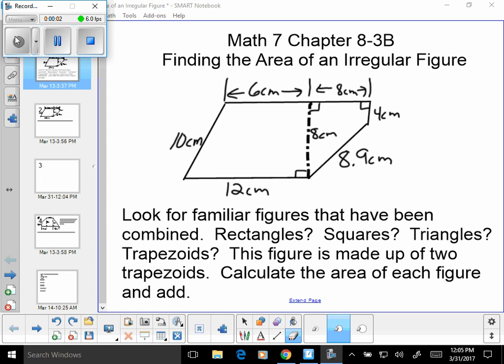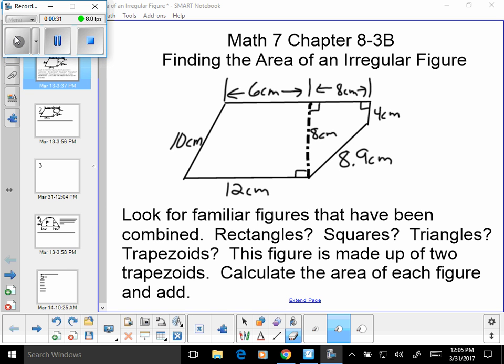Hello again, class. This is Chapter 8.3b in Math 7, finding the area of an irregular figure. Some books call these composite figures. If I look at my diagram here, it's actually a pentagon. We don't have formulas for pentagons. What we do have, though, is formulas for things such as triangles, parallelograms, rectangles, squares, etc.